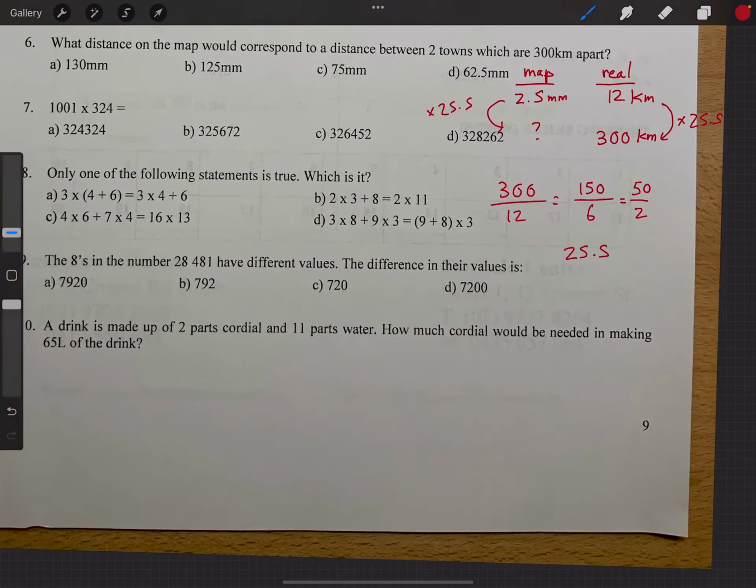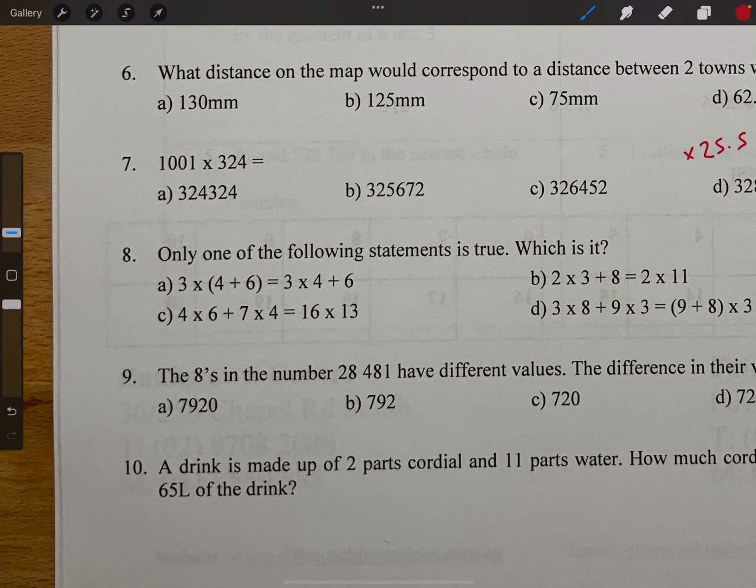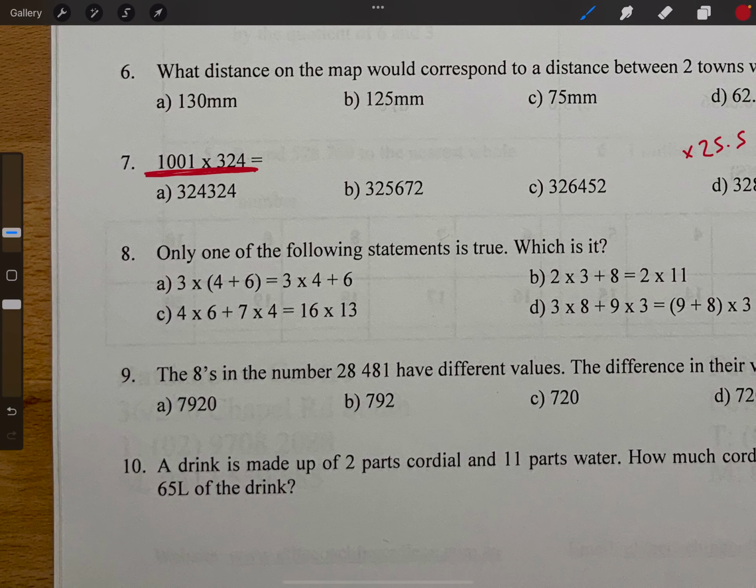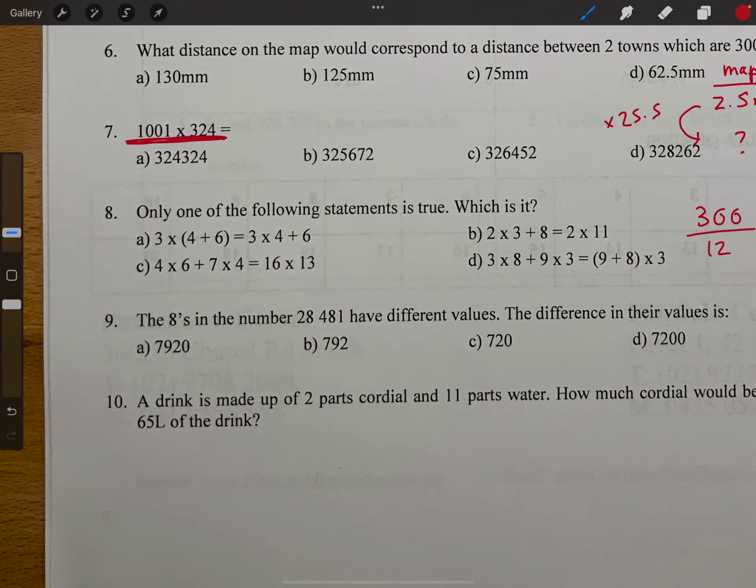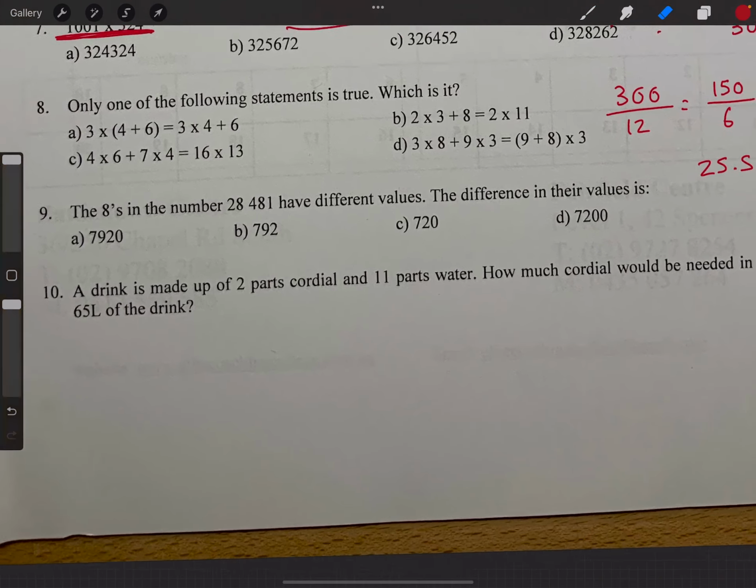Question 6. Question 7. Okay, question 7 is 1,001 times 3 to 4. Okay, you can work out that by yourself. Just do long multiplication. Work it out.